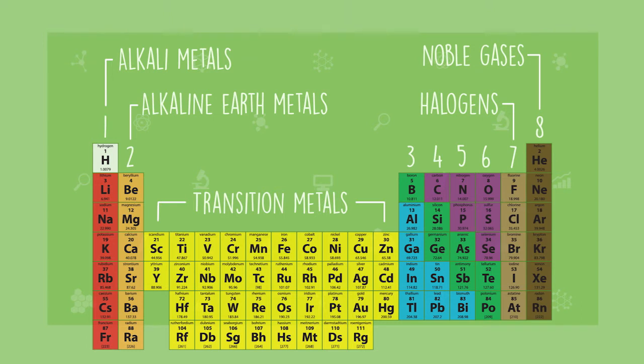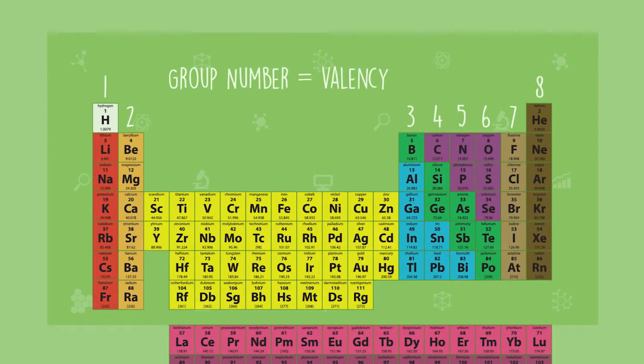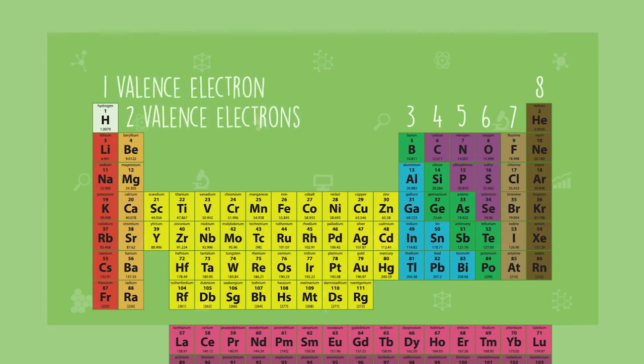But the elements in each group aren't just similar in appearance and behaviour. The number assigned to each group, from 1 to 8, indicates the number of valence electrons contained in those elements. Valence electrons are the outermost electrons in an atom, and these are the electrons which can react with other atoms. So in other words, as we move across a period, each element has one more valence electron in its outermost shell than the element directly to its left.